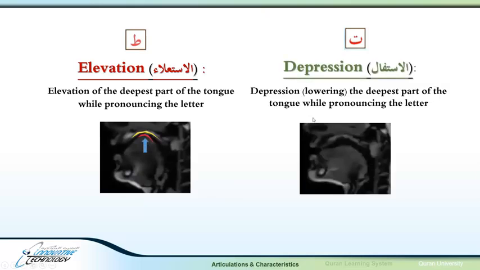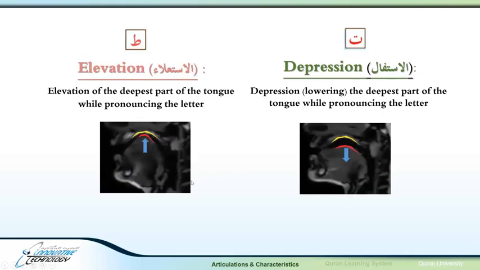While in case of depression, it's the opposite. So as we pronounce the ta, we are lowering the deepest part of the tongue while pronouncing the letter, compared to the tongue being elevated here. So in the one letter, we have an isti'la, elevation characteristic, while in the other, there is a depression or istifal characteristic.